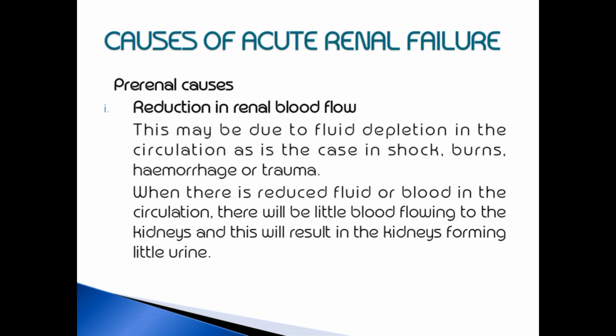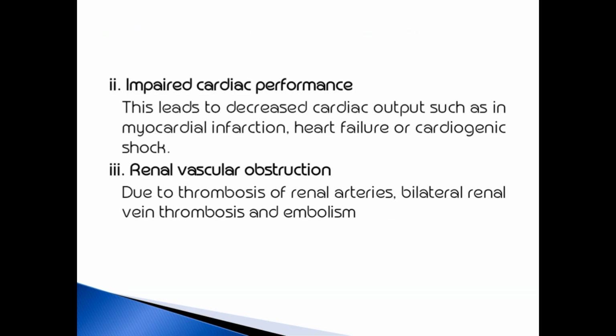So when there is reduced fluid or blood in the circulation, there will be little blood flowing to the kidneys, and this will result in kidneys forming little urine. Like I said, the amount of urine that is being produced by the body is determined by the amount of blood that is in the circulation, the amount of fluid in the circulation. If there is reduced circulatory volume, you're going to see that there will be reduced urine output.